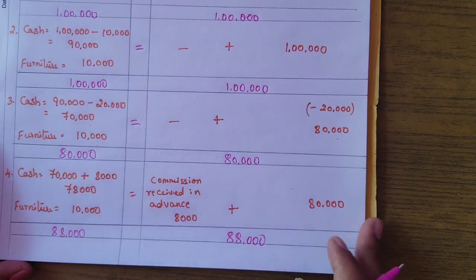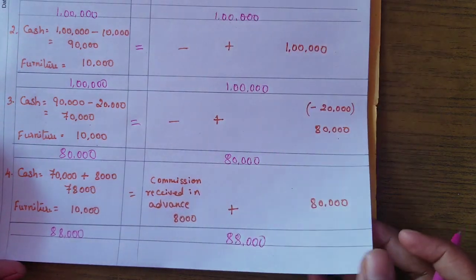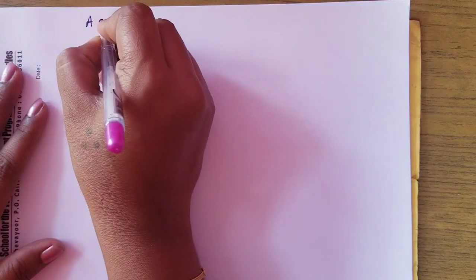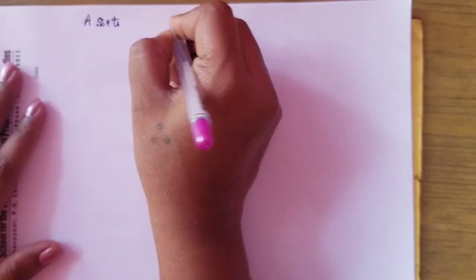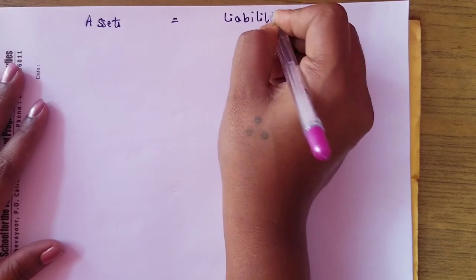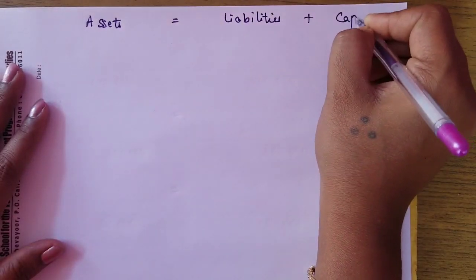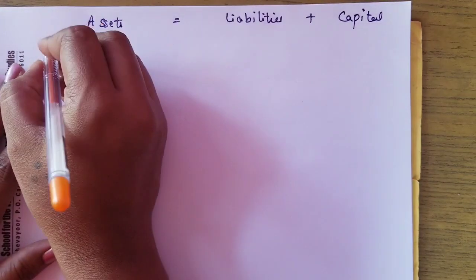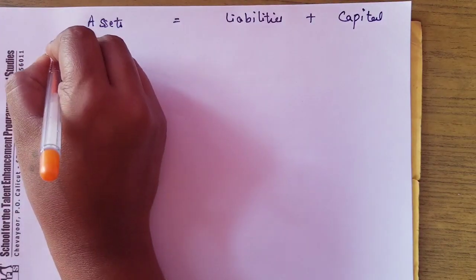Okay, so these are the transactions. Moving on to the next transactions. So here I'm writing in short form: Assets equals liabilities plus capital. Okay, the next transaction is the fifth transaction.